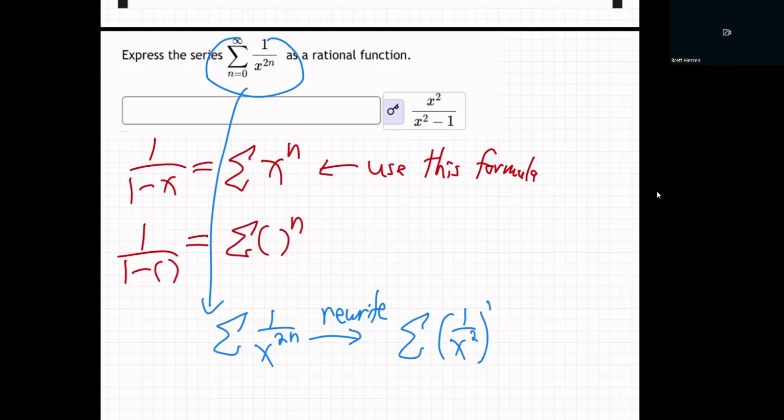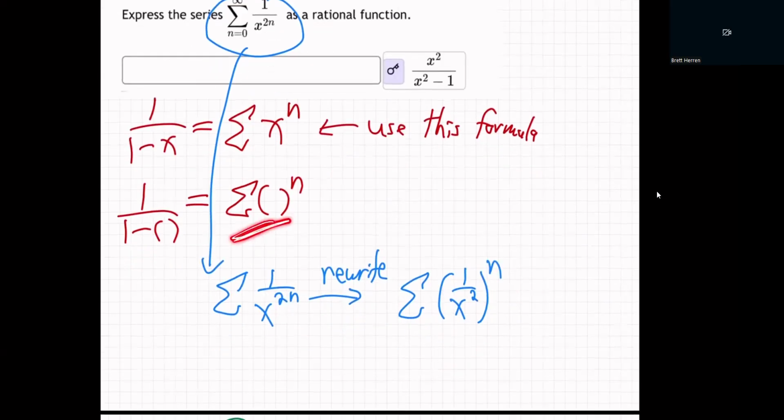1 over x squared to the n. Now it's something, that whole thing to the nth power. And that's the same thing, isn't it? Because that nth power could go there, and that'd be 2n on the bottom, and 1 to the n is just 1, right? 1 to any power is just 1. See how we made it fit this formula now? We made it something to the nth power.